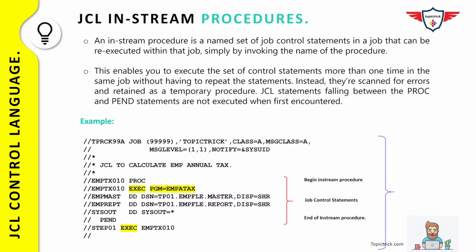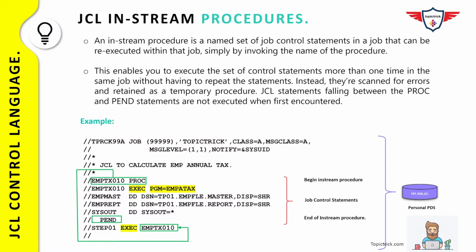After that, you have an in-stream proc, and the proc begins with a name and a proc keyword. Always remember that you should have a proper name for a proc, otherwise you will not be able to invoke it in your JCL. After that, you have a couple of job control statements, that is an EXEC statement to execute a program, that is EMPATAX. Then you have 3 DD statements, 2 for datasets and 1 for sysout, just to print the messages on the spool. And then you have a pend statement, which marks the end of the in-stream proc.